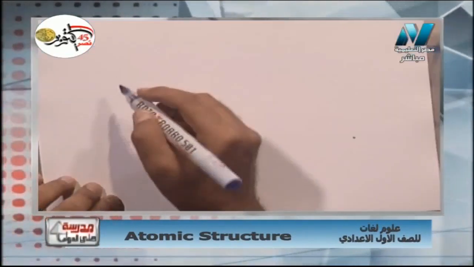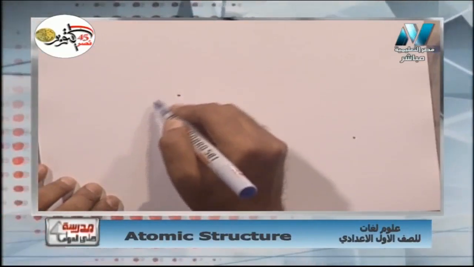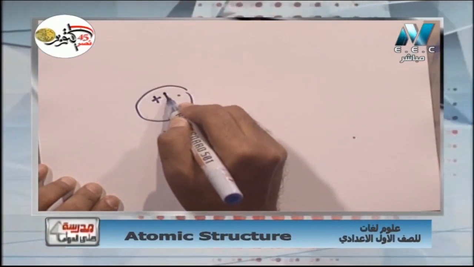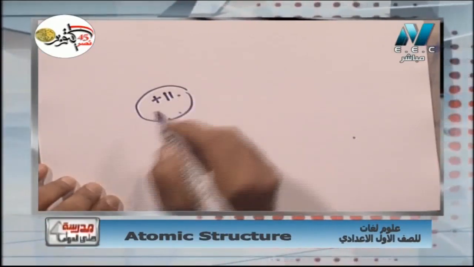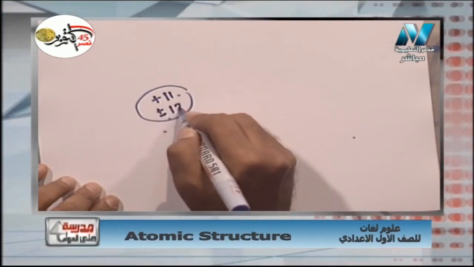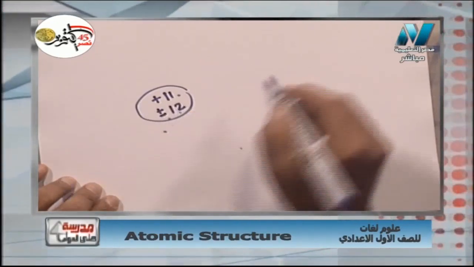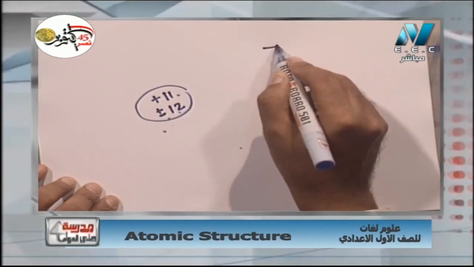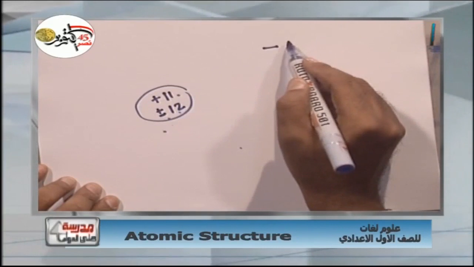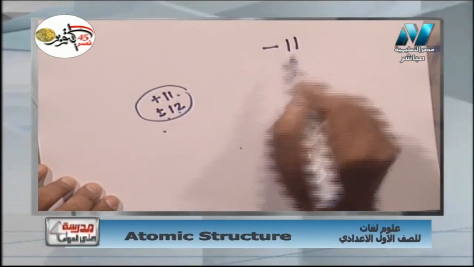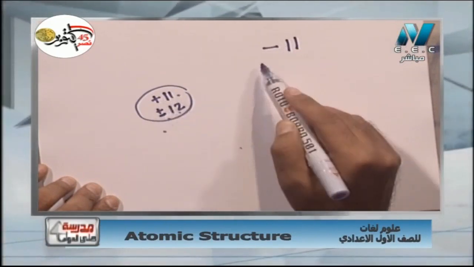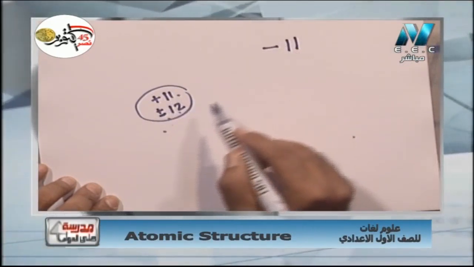May I have attention, please? If sodium contains positive 11 protons and 12 neutrons, what's the number of electrons? If it contains positive 11, so the number of electrons, yes, negative 11. Give reason: because the number of positive protons equals the number of negative electrons if it is an atom.